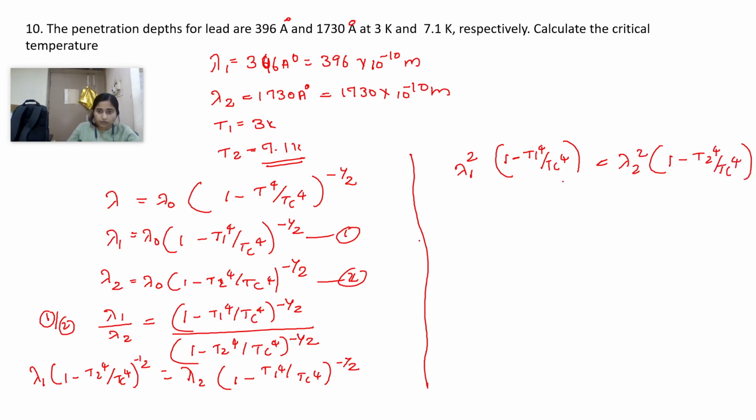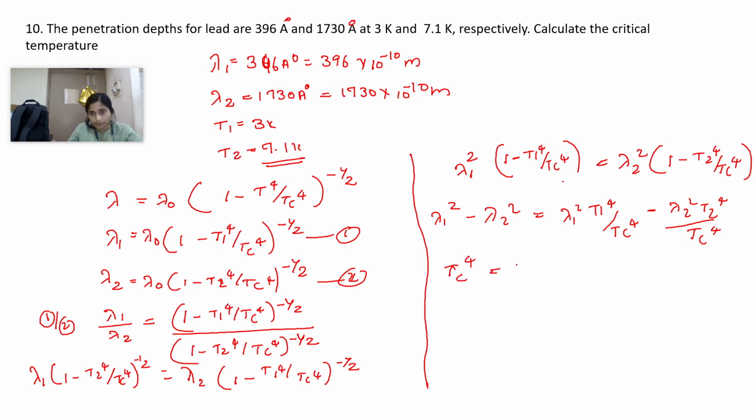Now we can expand it. Lambda 1 square minus lambda 2 square is equal to lambda 1 square t1 to the power 4 divided by tc power 4 minus lambda 2 square t2 power 4 divided by tc power 4. Now we need tc power 4. So tc power 4 will be lambda 1 square t1 to the power 4 minus lambda 2 square t2 power 4, divided by lambda 1 square minus lambda 2 square.